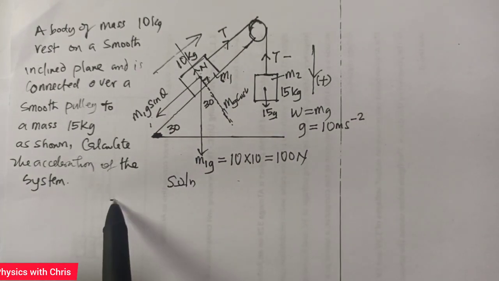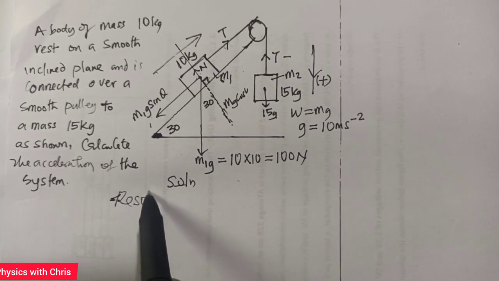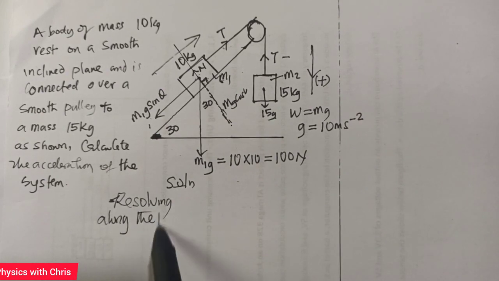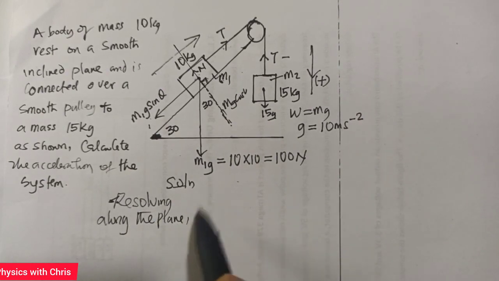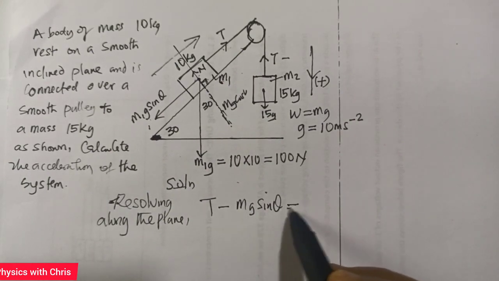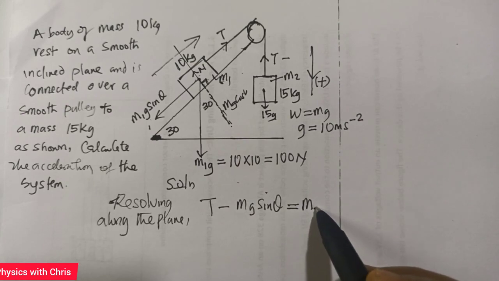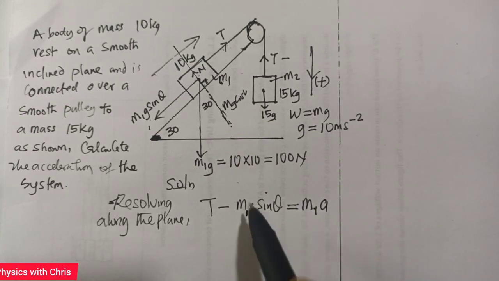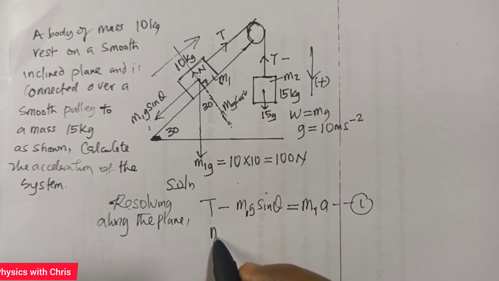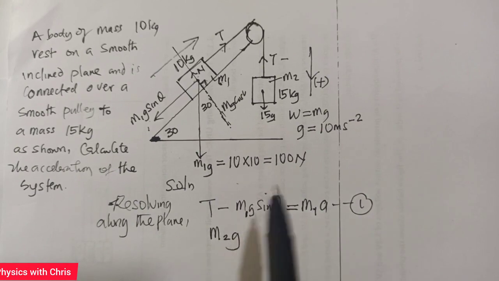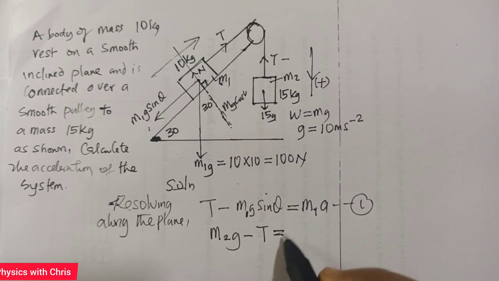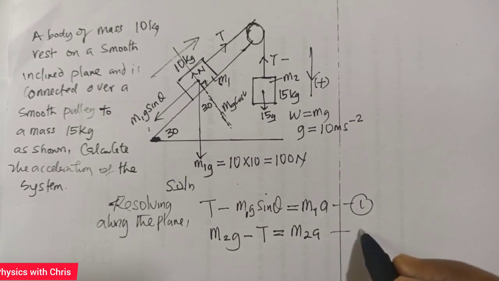Let's resolve for the forces acting along the plane. Okay, I'll say here resolving along the inclined plane, I have T minus m1g sin theta, which is equal to m1a. Okay, this is T by m1 because that's the mass M1. I call this equation 1. For the second equation, I have m2g, that's for this, minus T is equal to m2a. Okay, call that equation 2.